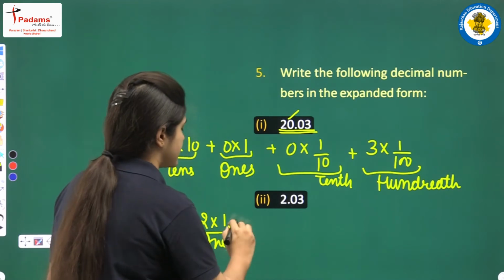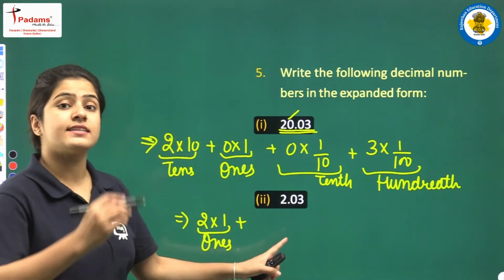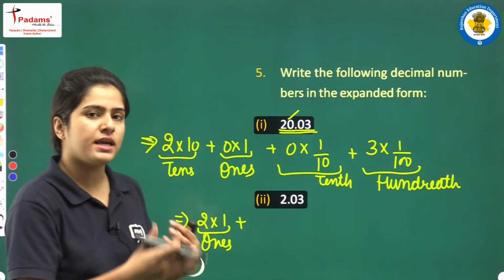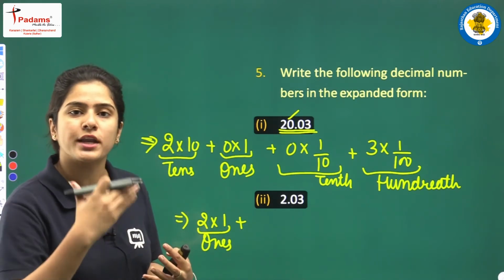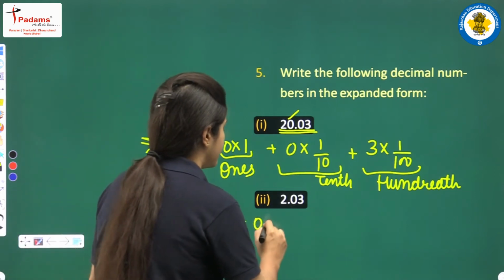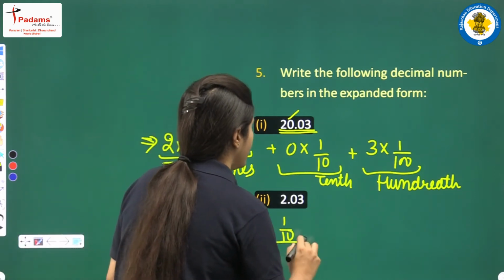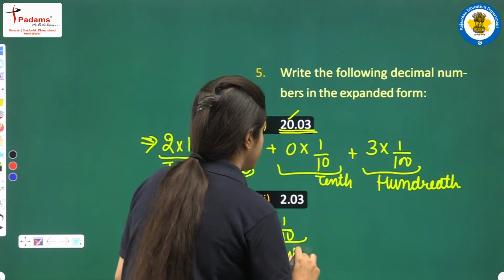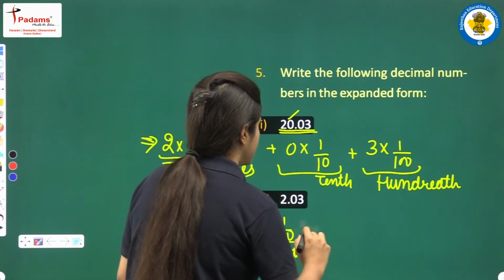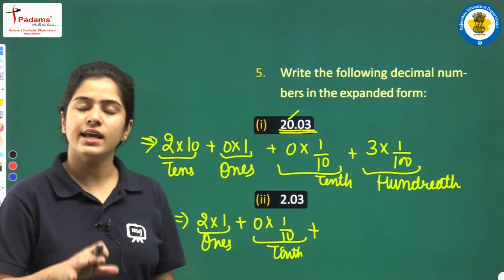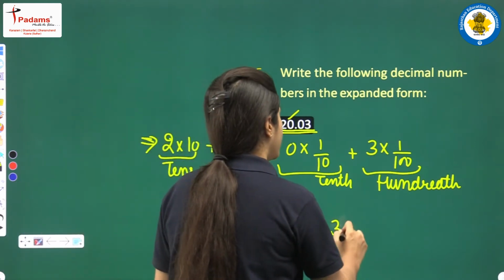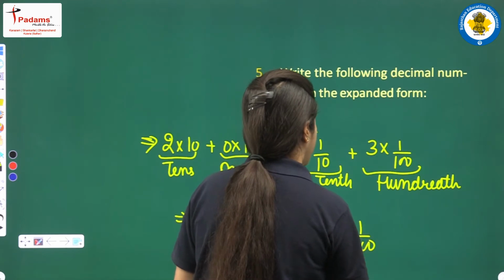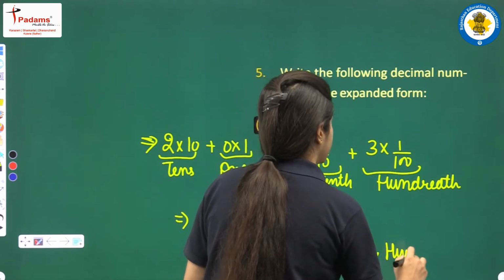So this is ones. Now the digit after the decimal is 0, so the number at the tenth place is 0: 0 into 1 upon 10. This is expressing the tenth place. Now, students, there comes 3. 3 is representing the hundredth place, so it is 3 into 1 upon 100, and this is the hundredth place.